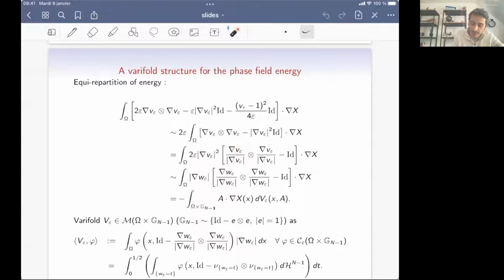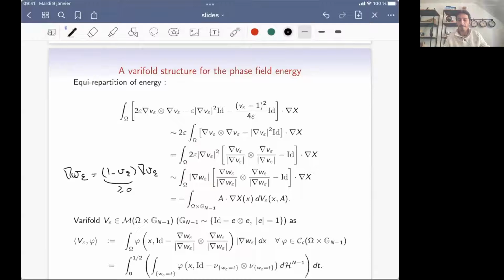And this is just a consequence of the fact that the gradient of W epsilon is parallel to the gradient of V epsilon, and this term is non-negative. Okay, so they have the same direction. The gradient of W epsilon and the gradient of V epsilon have the same direction. Okay, so this is what you get. And this actually shows a so-called varifold structure on this phase field part of the first variation. So what does it mean?